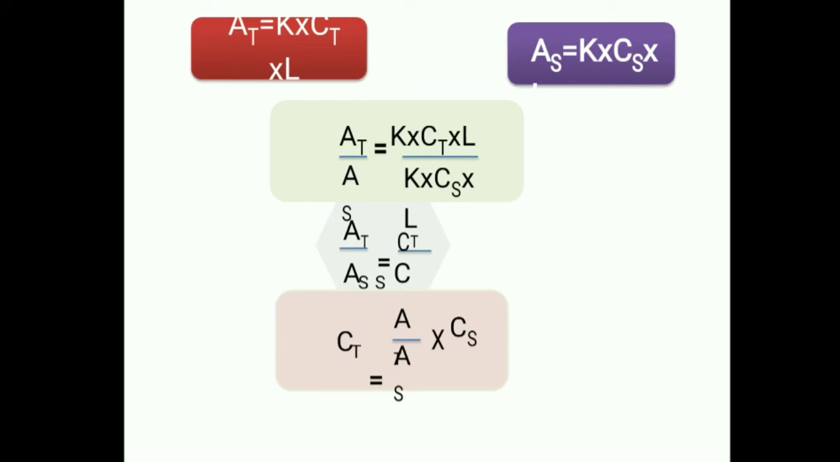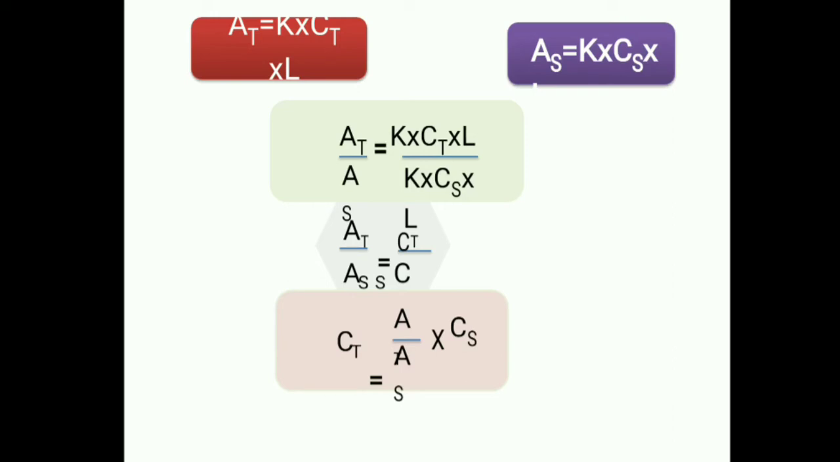Placing the equations here, AT upon AS is equal to K into CT into L upon K into CS into L. Simplifying the equation, both the constants are removed and the length also. So we remain with AT upon AS is equal to CT upon CS.